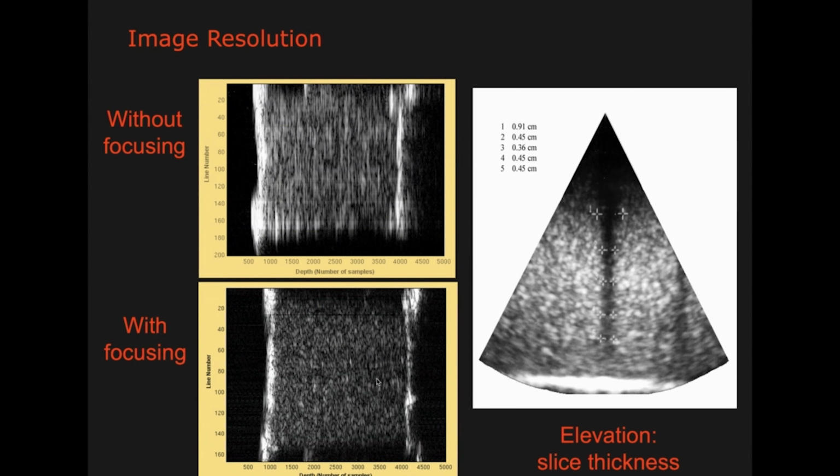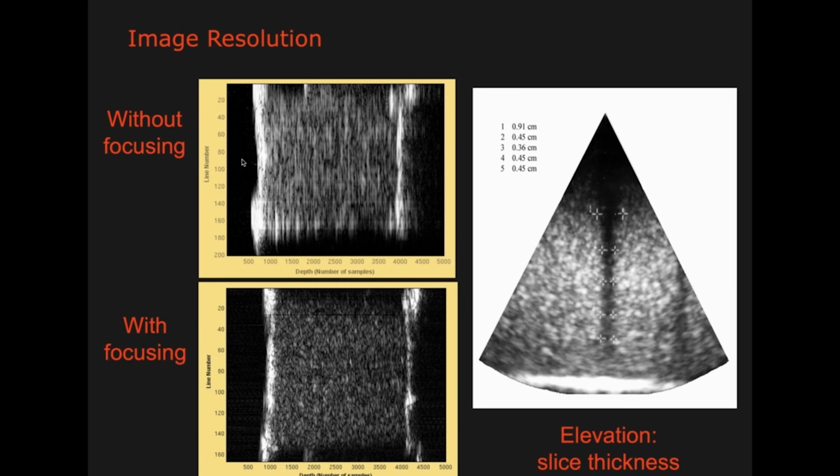So you see here in the scan line direction, these images have the same resolution, but in the lateral resolution, so perpendicular to the scan line, the focused image is much crisper than the non-focused image, just because of the fact that the ultrasound pulse becomes too broad when we don't nicely focus it.